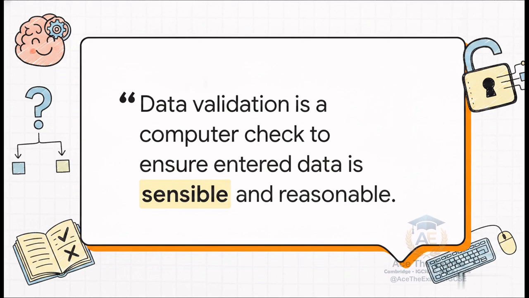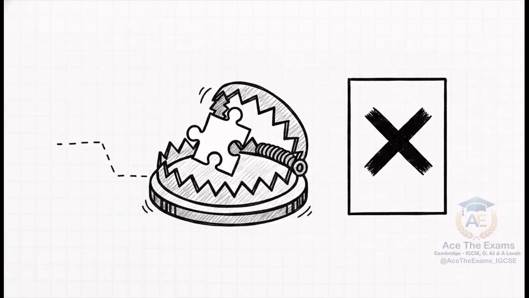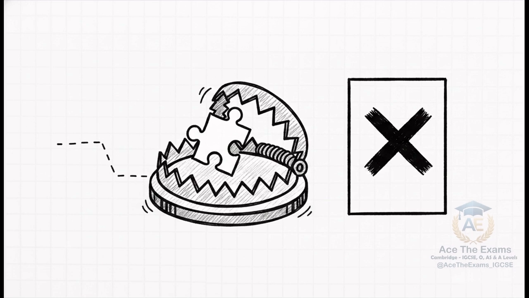Listen to this definition. Data validation is an automatic computer check to ensure data entered is sensible and reasonable. Sounds like a perfect, textbook-accurate answer, right? I mean, if you saw a question asking about validation, you'd probably write exactly that, sit back, and expect full marks. But I have to drop a pretty harsh reality on you. That seemingly flawless textbook answer scores absolutely 0 marks in an applied exam scenario. Literally 0. Welcome to what we call the context trap.